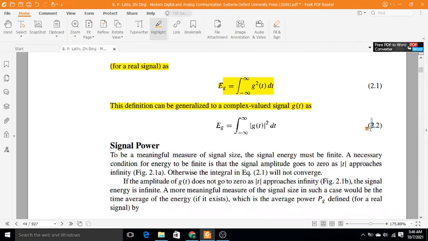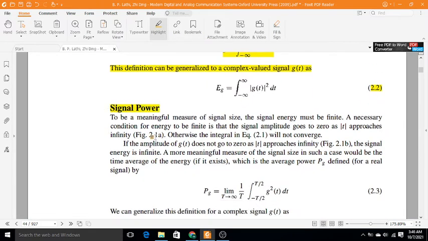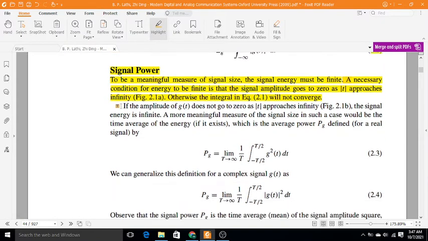2.2. Signal power. To be a meaningful measure of signal size, the signal energy must be finite. A necessary condition for energy to be finite is that the signal amplitude goes to zero as |t| approaches infinity, Fig. 2.1a. Otherwise the integral in Eq. 2.1 will not converge. If the amplitude of g(t) does not go to zero as t approaches infinity, Fig. 2.1b, the signal energy is infinite.